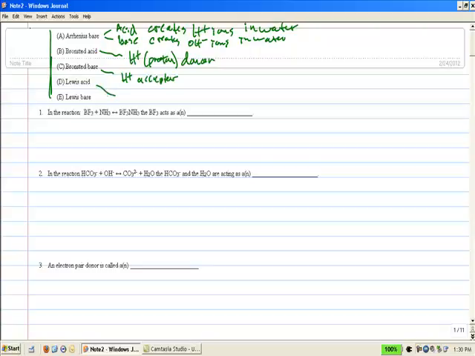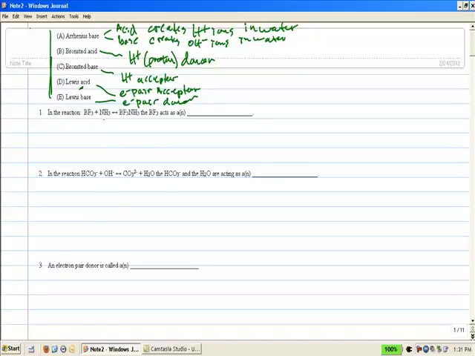And then Lewis acids and bases have to do with electrons. So anytime you're talking about electron pairs in terms of acids and bases, it'll be a Lewis acid or a base. A Lewis acid, again, acid starts with A, is the electron pair acceptor. And the Lewis base, therefore, must be the electron pair donor. So if we understand that concept, these three questions should be fairly simple.